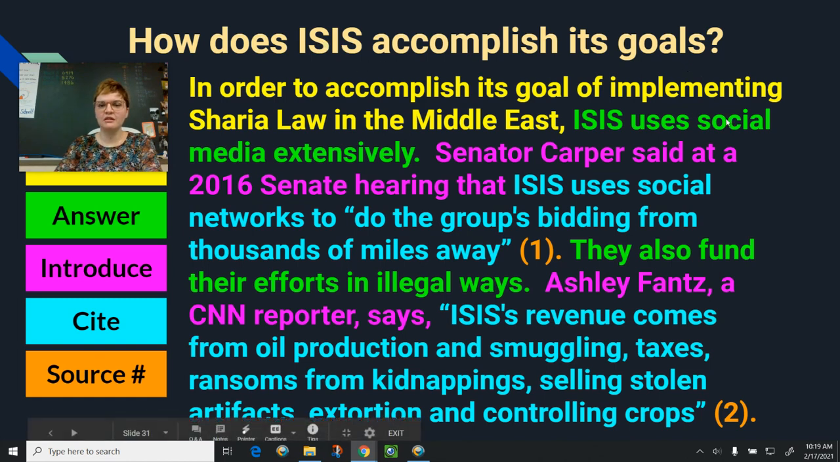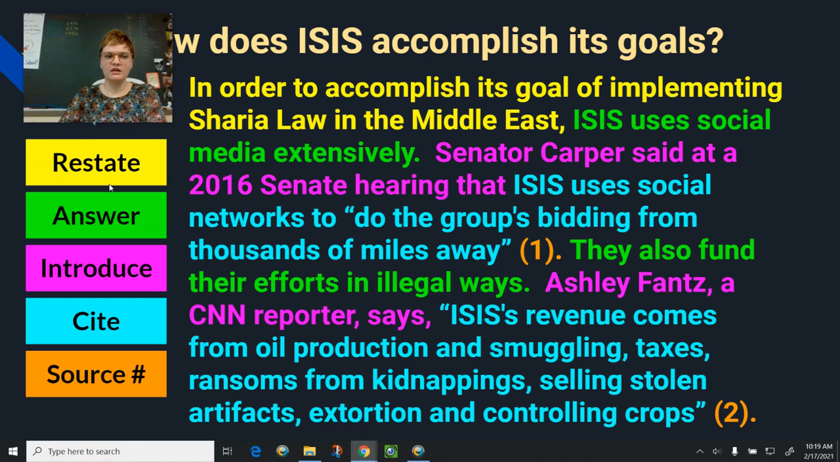So if you are writing that third question, how does the KKK accomplish its goals? This is a perfect model of what that could look like. So you would restate the prompt, you would answer it with maybe one or two different answers, and then you're going to introduce your sources and quote it. So that's a perfect example of what this will look like.